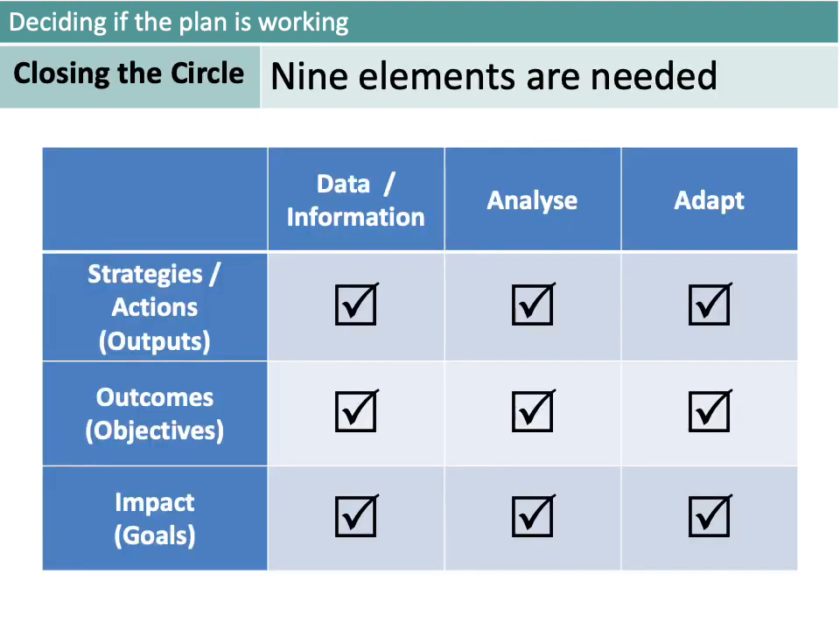To do this, 9 elements are needed. We need data and information for our strategies, outcomes, and impact. We need to analyse that data at all 3 levels, and we need to think about how we're going to adapt at all 3 levels.